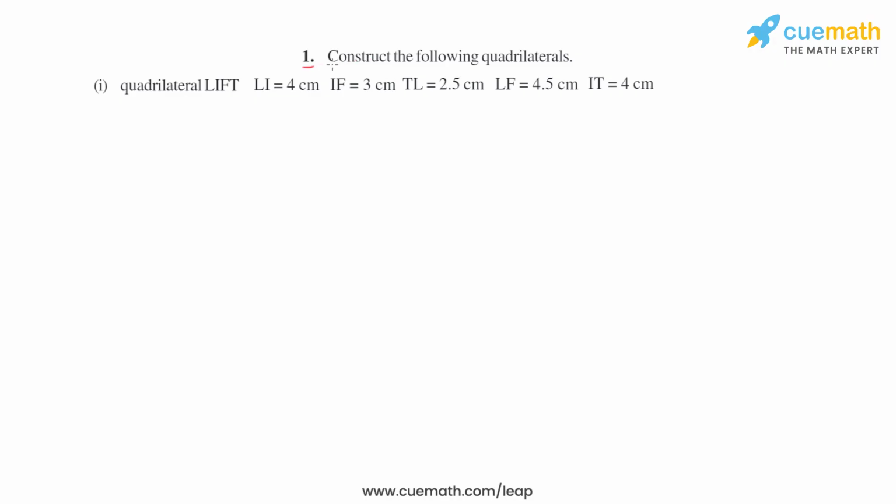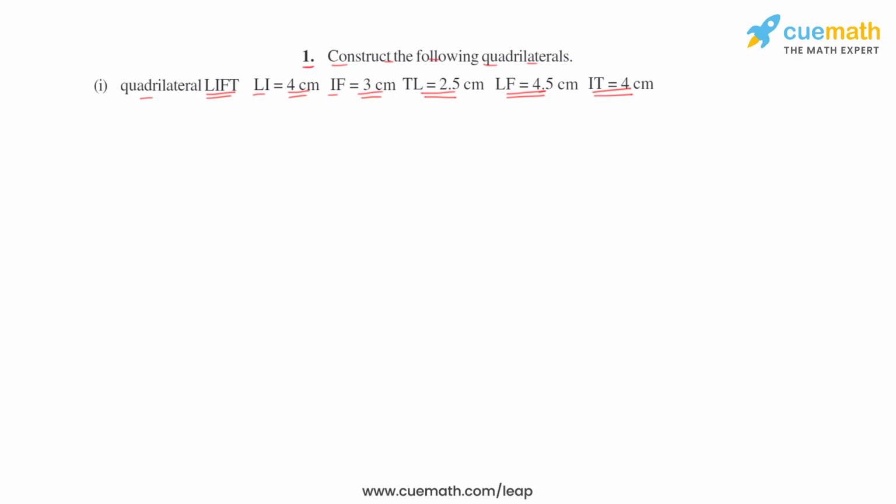First question, construct the following quadrilaterals. First is quadrilateral LIFT. LI is 4 centimeters, IF is 3 centimeters, TL is 2.5 centimeters, LF is 4.5 centimeters, IT is 4 centimeters. So 5 measurements are given to us and we have to construct this quadrilateral.